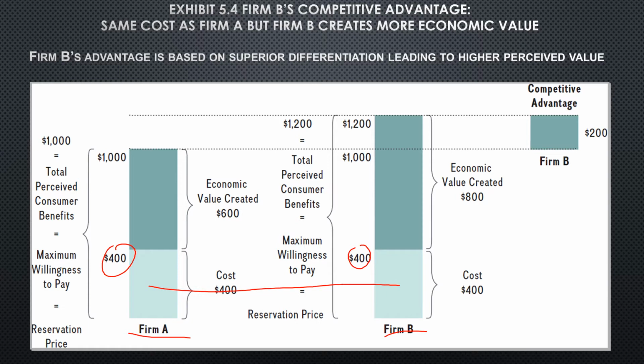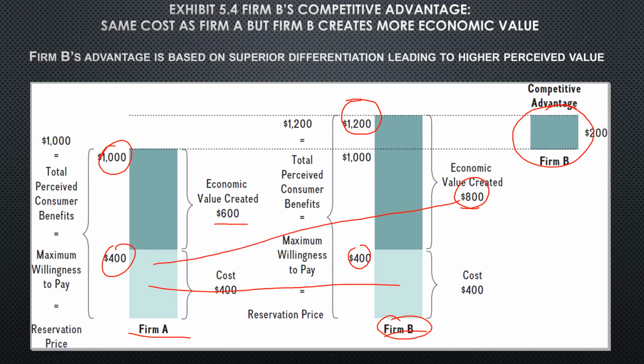For Firm A's product, the customer is willing to pay $1,000. However, there's something special about Firm B's product, and a buyer is willing to pay $1,200 for that. So the economic value created by Firm A is $600, whereas the economic value created by Firm B is $800. The competitive advantage that Firm B enjoys is that $200 difference between the 800 and the 600.